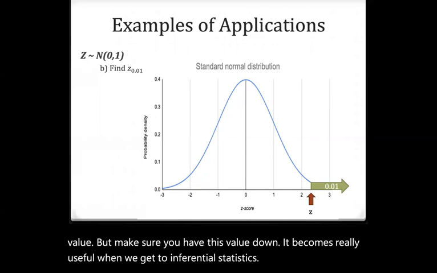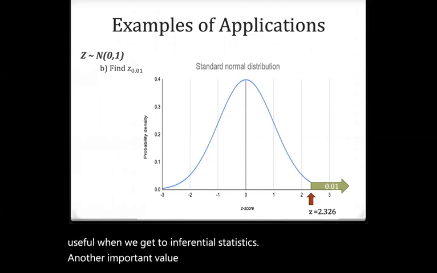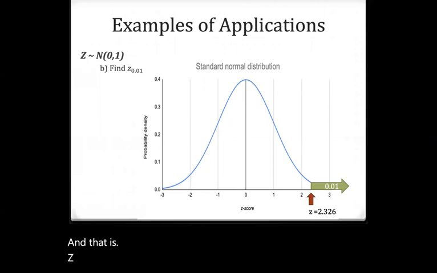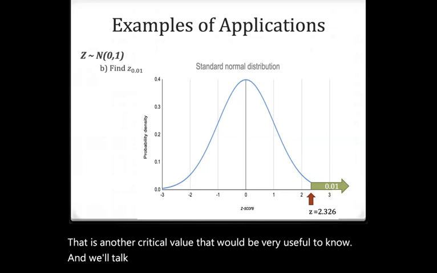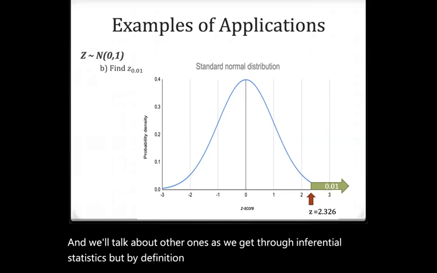Another important value is for 0.01, and that is Z equals 2.326. That is another critical value that would be very useful to know. And we'll talk about other ones as we get through inferential statistics. But by definition, that's what this means.